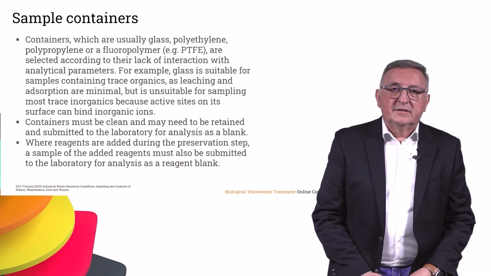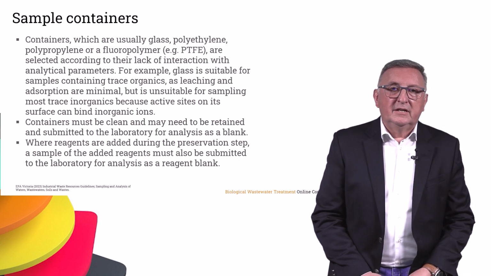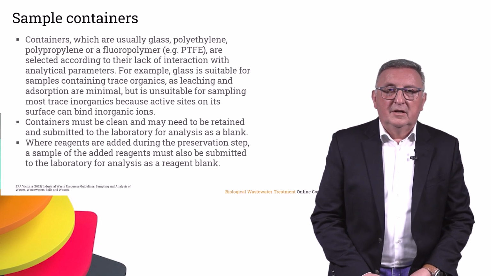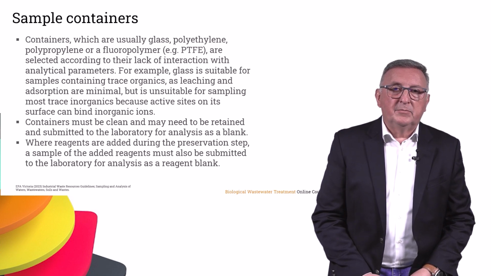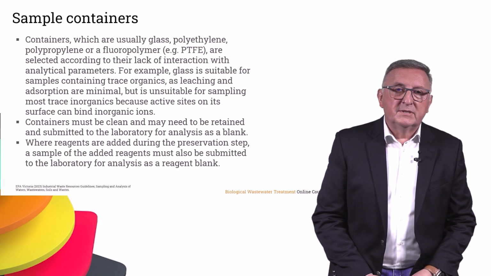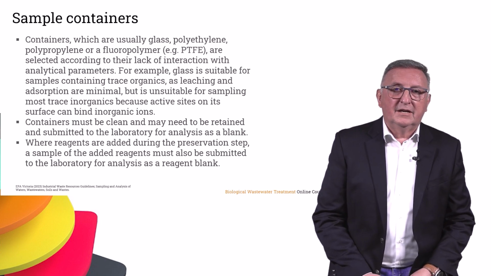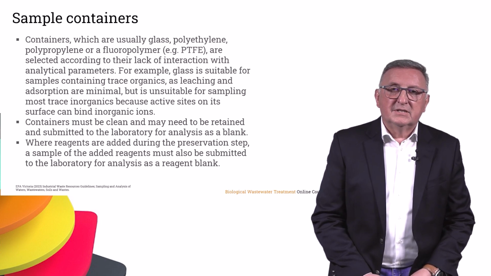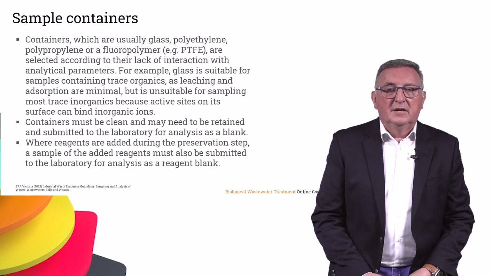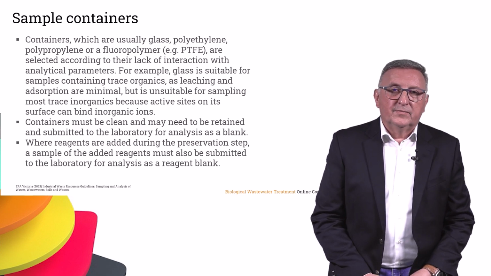Sample containers, which are usually glass, polyethylene, polypropylene, or fluoropolymer, are selected according to their lack of interaction with analytical parameters. For example, glass is suitable for samples containing trace organics, as leaching and adsorption are minimal, but it is not suitable for sampling most trace inorganics because active sites on its surface can bind inorganic ions.